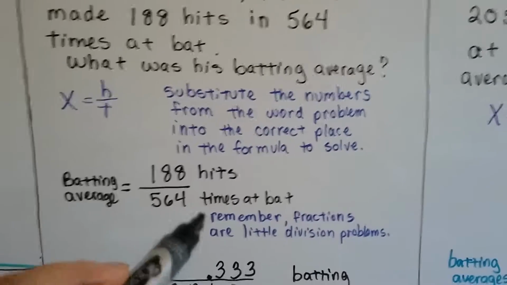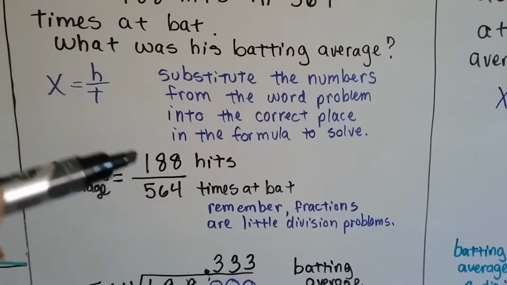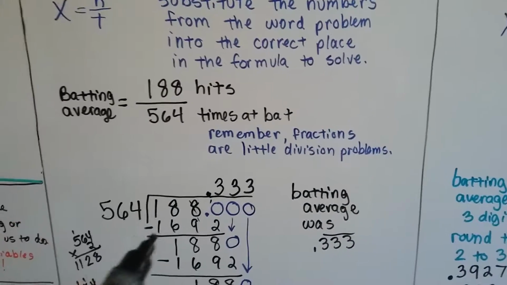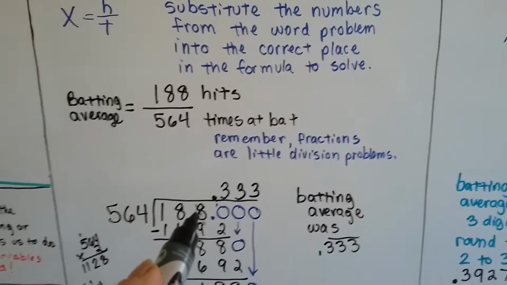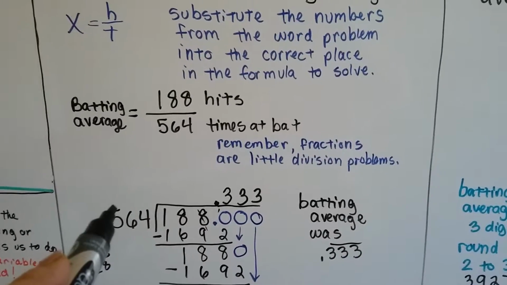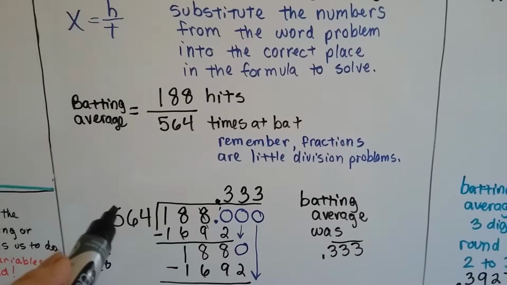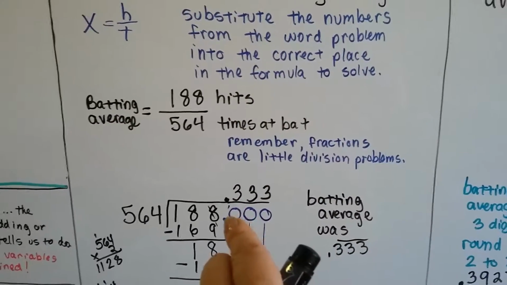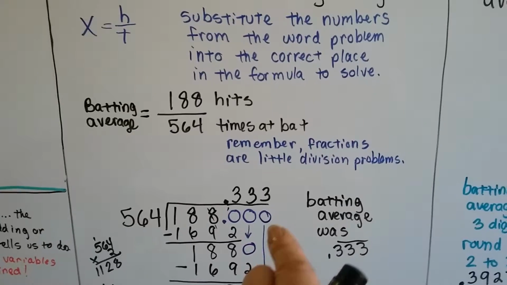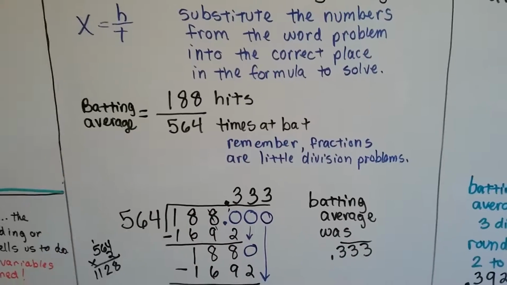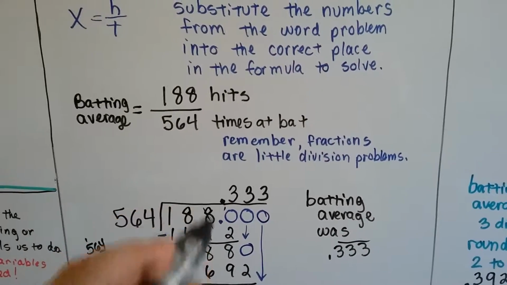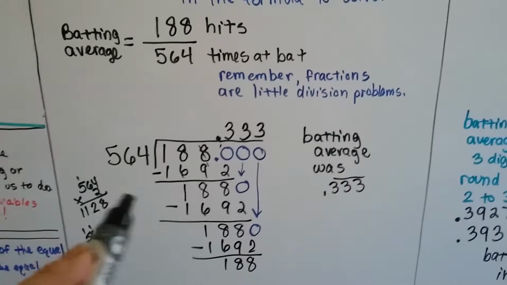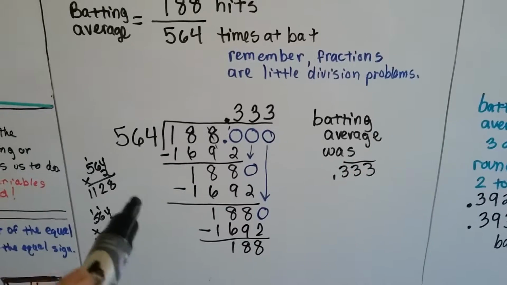And we remember that fractions are little division problems. So we have 188 divided by 564. We put the 188 on the inside as the dividend and the 564 on the outside as the divisor. But wait, there's only 3 digits. All right, so we're going to add a decimal point and some zeros to do this because batting averages are decimals. Did you know that? There's a decimal right in front of all these batting averages. So it's going to be a 3-digit decimal number, okay?